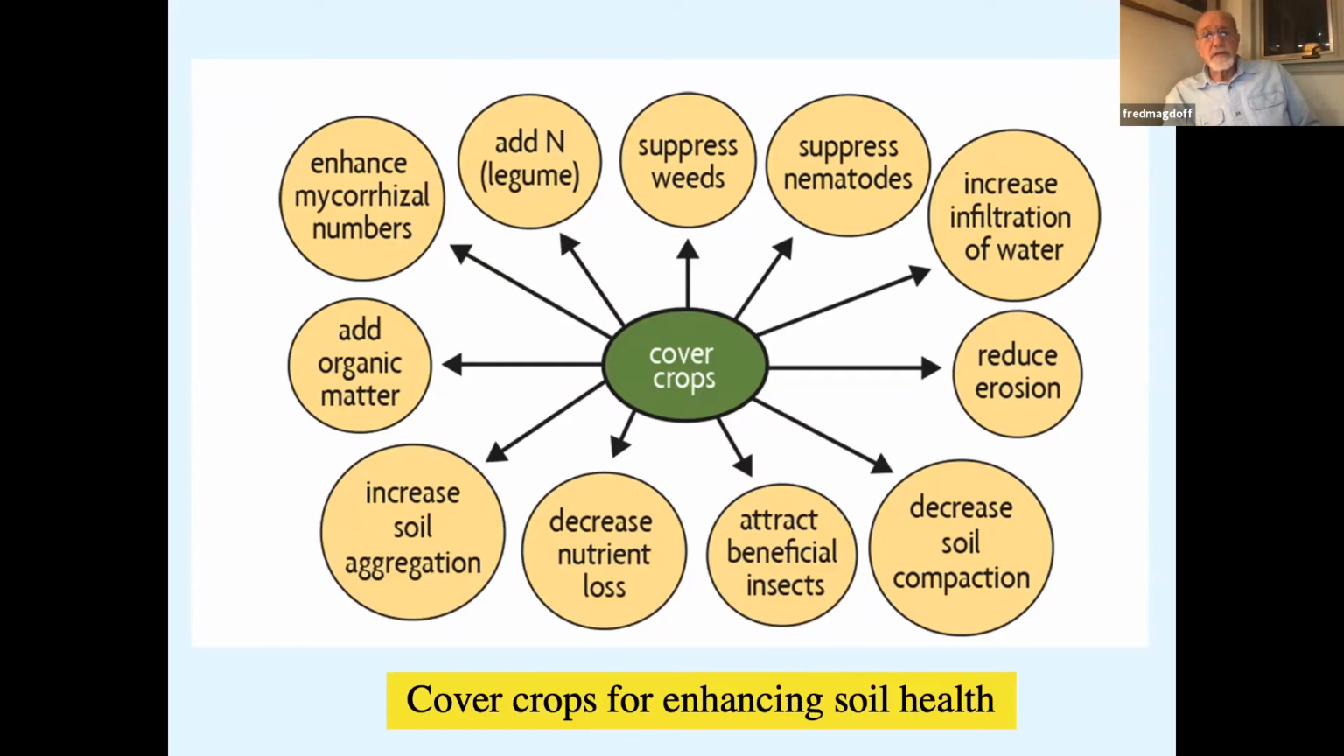And one of the things is to enhance mycorrhizal fungi, because when you grow a cover crop over winter, when you wouldn't have a crop there, it helps the mycorrhizal fungi multiply. They leave more spores, so that when you plant your crop in the spring, you have more spores than you would have had if you had left the soil bare over winter. Obviously, if it's a legume, you're adding nitrogen, but it's a very powerful tool for promoting soil health because it has so many effects.